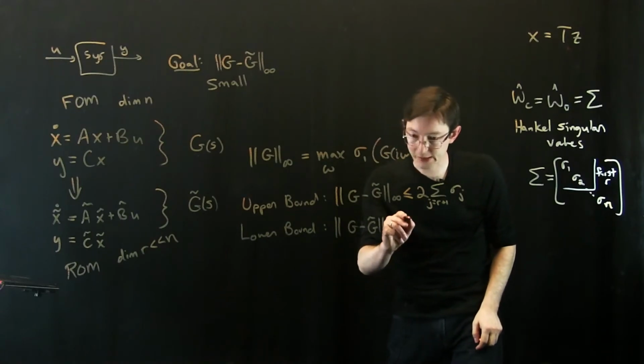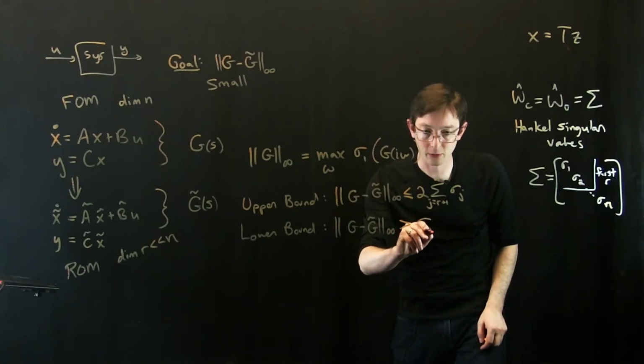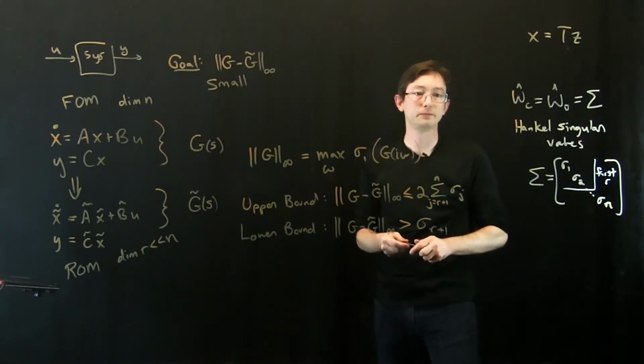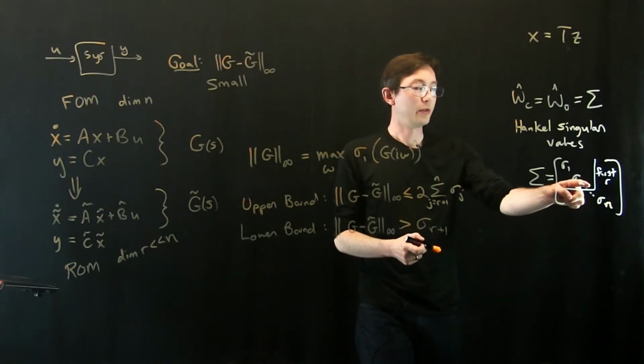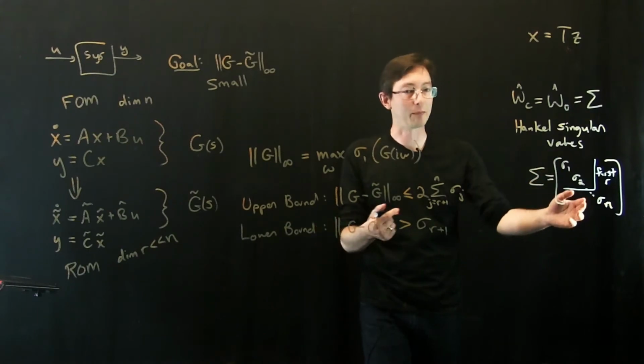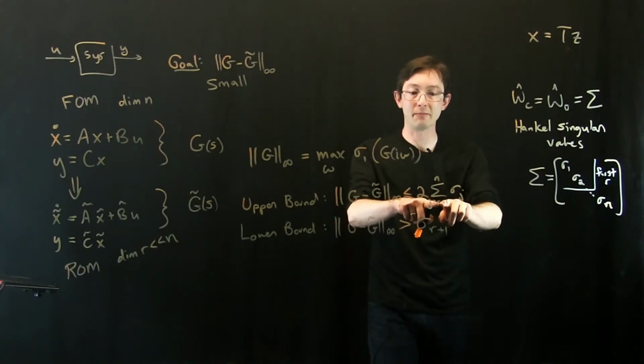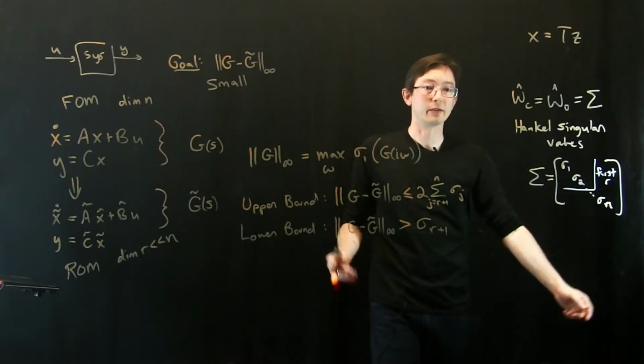And the lower bound, this is really cool, is greater than sigma r plus 1. So my error is never lower than the next singular value that I threw away. It can't possibly be lower than that, and it is never bigger than the sum of all of the singular values I throw away.